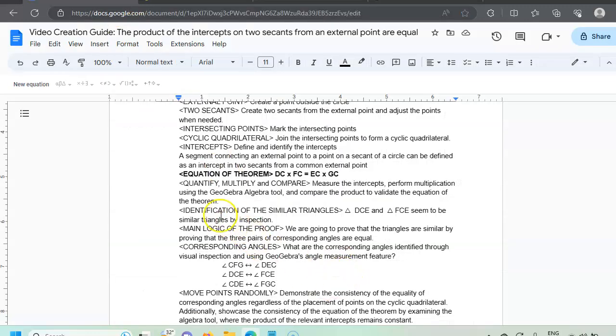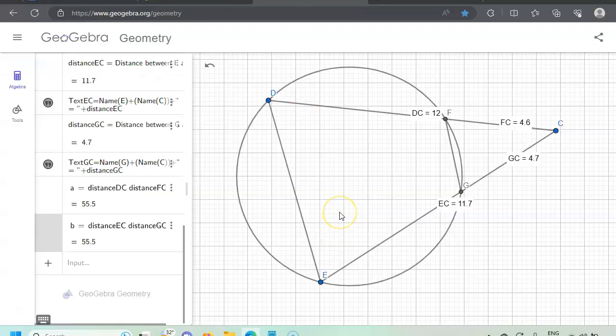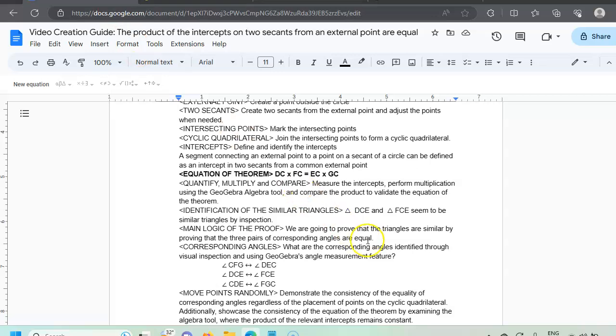Alright, now we are going to identify similar triangles. So can you observe that there are 2 similar triangles? The bigger triangle and the smaller triangle over here. So we have triangle DCE, right, the big triangle, and the small triangle FCG. Okay, so the 2 are similar by inspection.